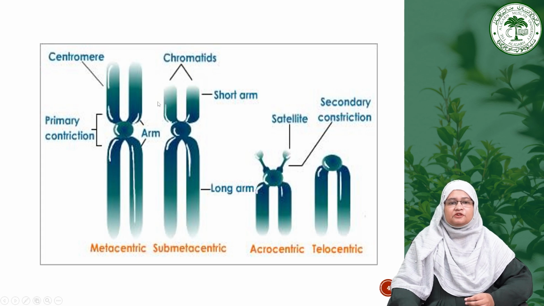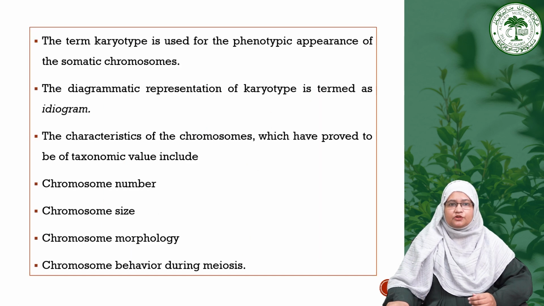Depending upon the position of the centromere, a chromosome may be metacentric, where the position of the centromere is just near the center. Then submetacentric, where the centromere is placed on one side, and acrocentric, as you can see here, it is near the short end, and in telocentric it is at the top of the arm. So these are some types of chromosome depending on the position of the centromere.